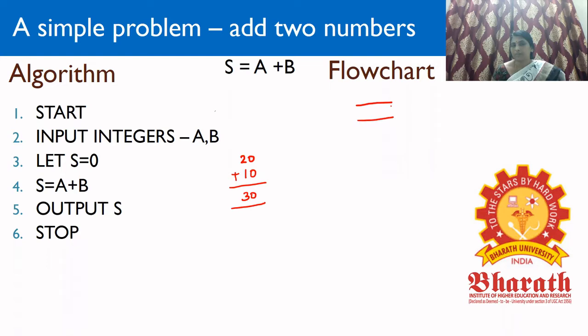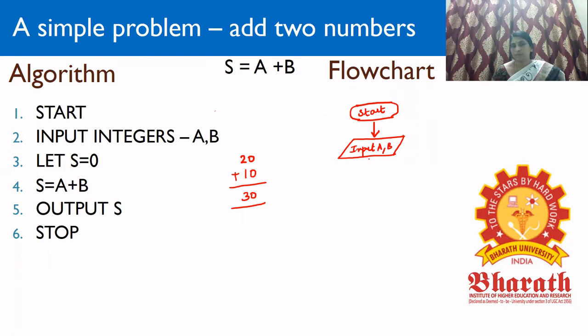So it may be from start. We need to start the flowchart. Then we need to input the integer. The steps of the algorithm are given diagrammatically. So we start and we get the input. The inputs can be like 10 and 20. So we are writing input A comma B.